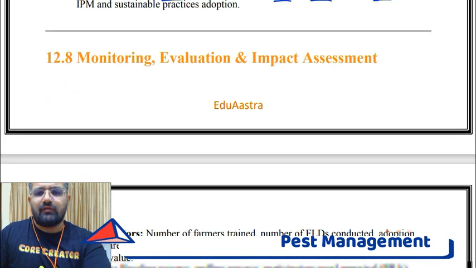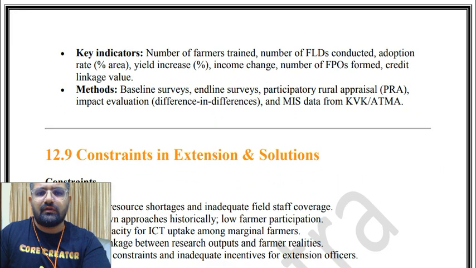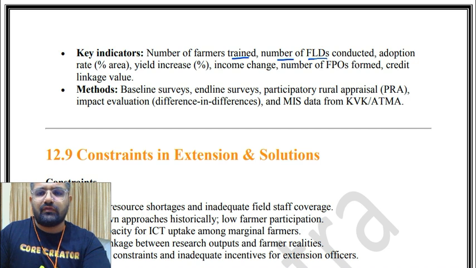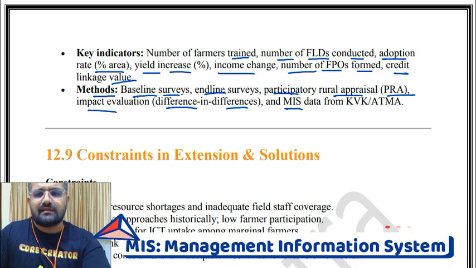Then monitoring, evaluation and impact assessment. So key indicators: number of farmers trained, number of FLDs conducted, adoption rate, that is percent area, yield increase percent, income change, number of FPOs formed, credit linkage value. Methods: baseline surveys, endline surveys, participatory rural appraisal, PRA, impact evaluation, difference in differences, MIS data from KVK and ATMA.